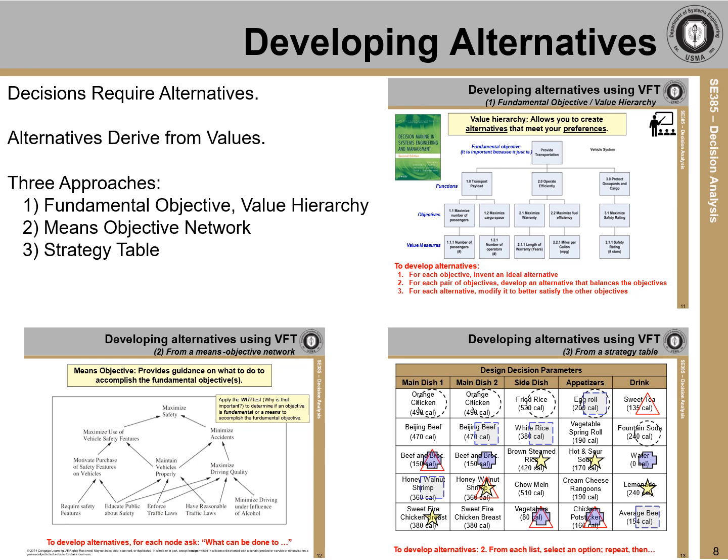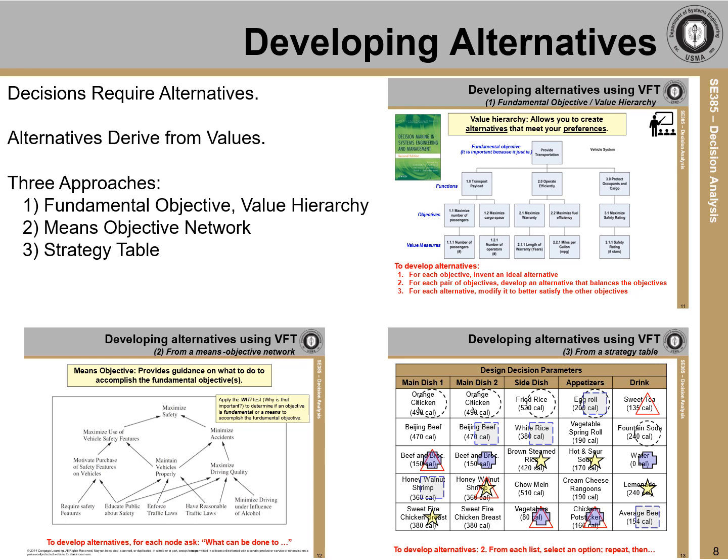One of the 6 elements of a good decision is your alternatives. Every decision requires alternatives, and you just derive your alternatives from values. So when we start looking at value-focused thinking, again, this is similar to what we teach in SE301, we're trying to develop our alternatives using value-focused thinking. There are 3 approaches we can use.